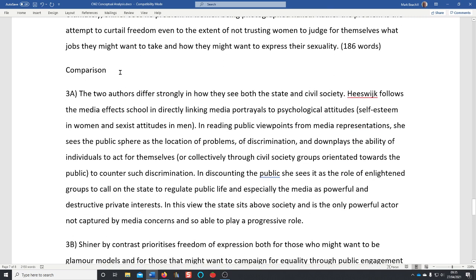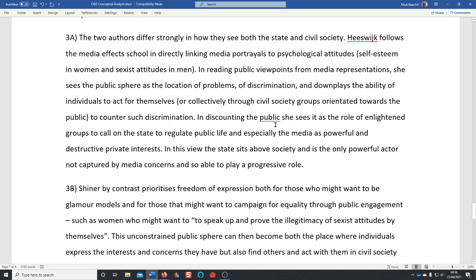So, final section is the comparison. The two authors differ strongly in how they see both the state and civil society. Heeswijk follows the media effects school in directly linking media portrayals to psychological attitudes, self-esteem in women and sexist attitudes in men. In reading public viewpoints from media representation, she sees the public sphere, the press, the media, etc., as the location of problems, of discrimination, and downplays the ability of individuals to act for themselves or collectively through civil society groups orientated towards the public to counter such discrimination.